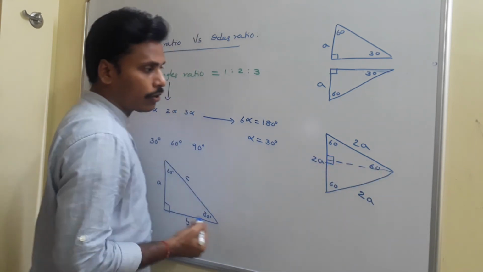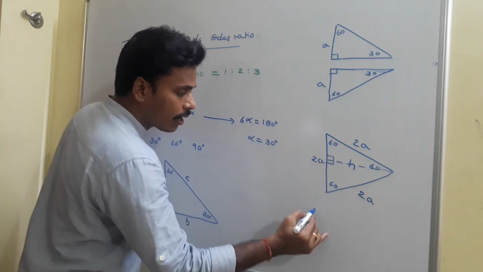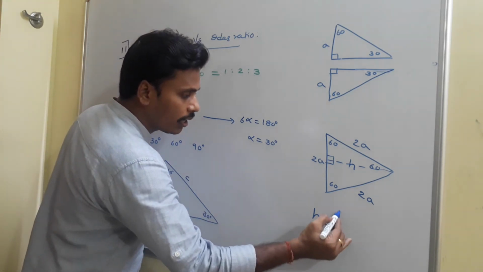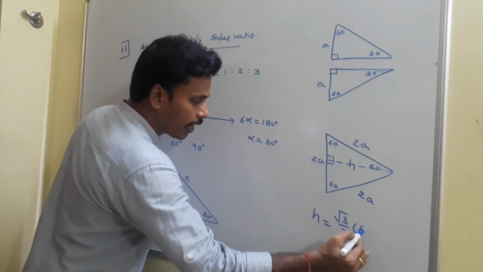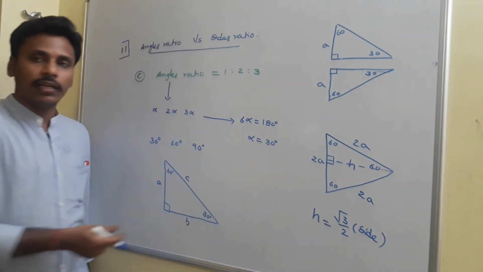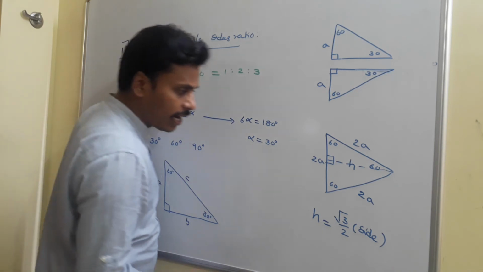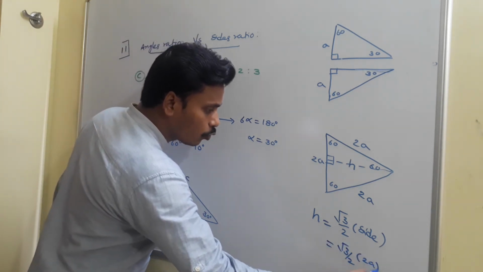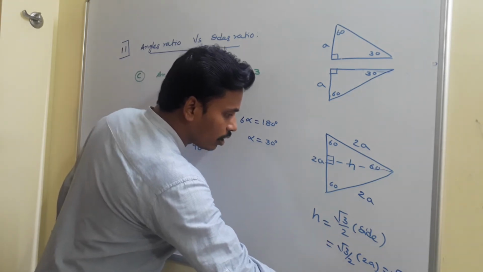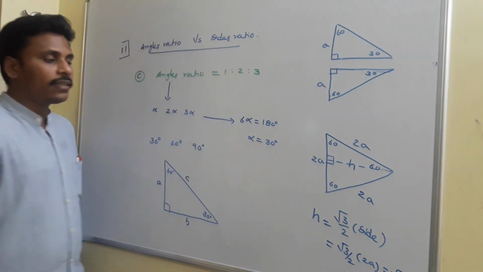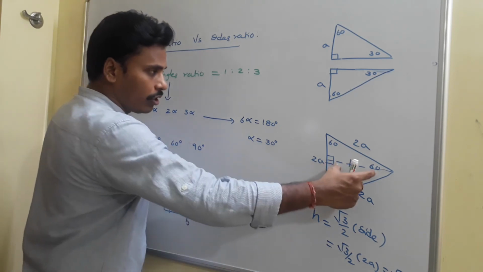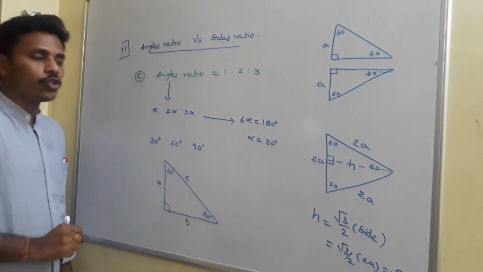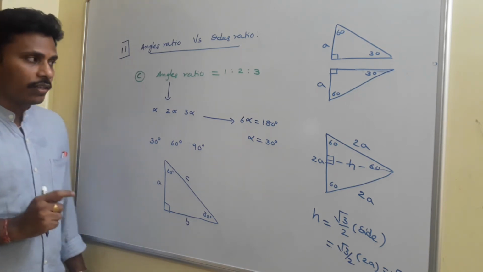But what about the height of the equilateral triangle? That's what we need to calculate. By Pythagorean result or some other way, you can calculate the height of the equilateral triangle by the rule: root 3 by 2 times the side. Here my side is 2A, so if you replace that side with 2A, you get root 3A. That height is root 3A, and that means this B is root 3A. Just have a look at this once again.